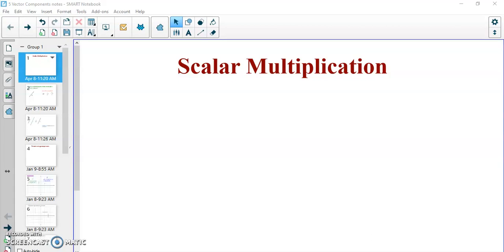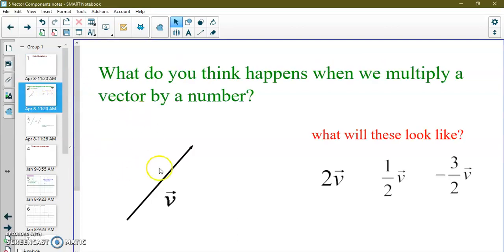In this video, we're going to look at some different components for vectors. So we're going to first just take a quick look at scalar multiplication. So we've got vector v here, and we want to think about what would happen if we multiply this vector by some scalar. So if we've got 2v, 1/2 v, or negative 3/2 v, what would the vector look like by multiplying it by these numbers?